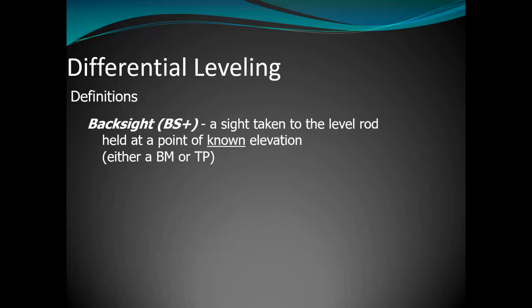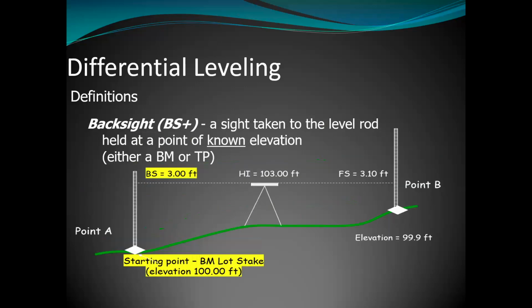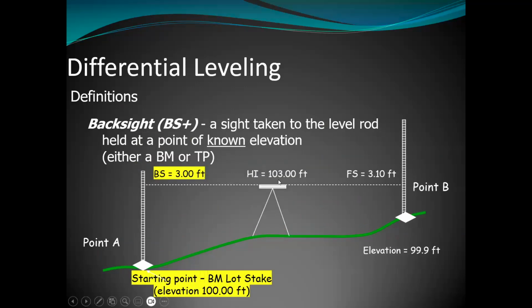So again, differential leveling, backsight we add. Backsight is taken to a known elevation, usually a benchmark. Just as we said, if you have your height of instrument here and you're shooting back to the benchmark at 100 and reading 3 feet, this means my instrument is actually 3 feet above that point. And then we go forward to our unknown point. If I'm reading 3.1, that means I'm at 99.9.